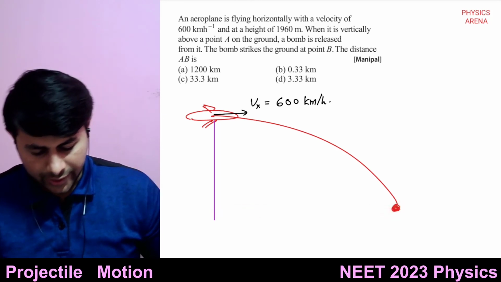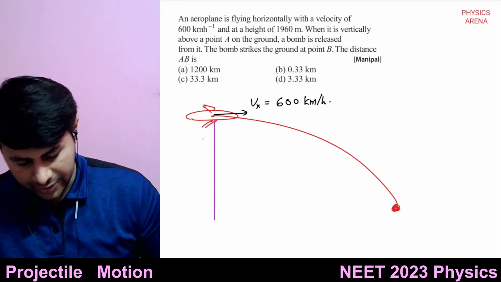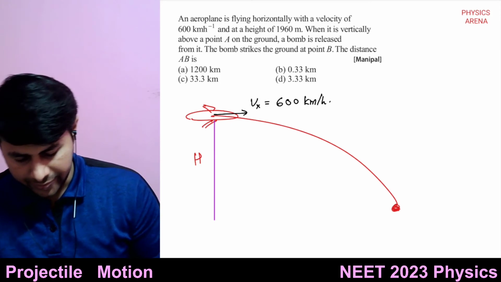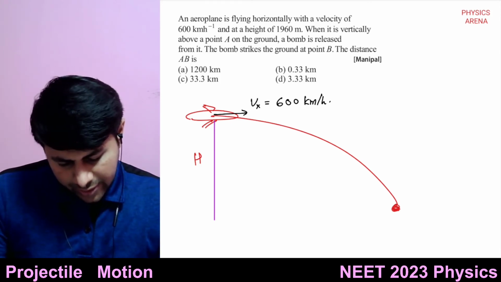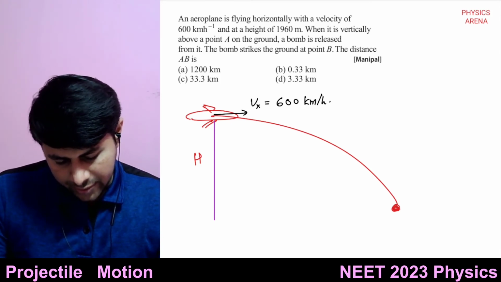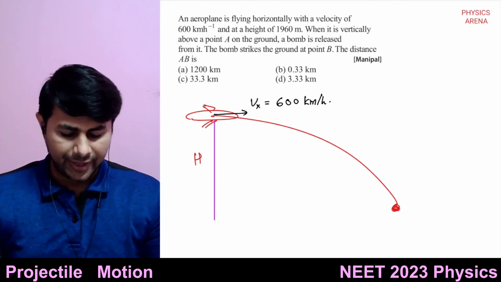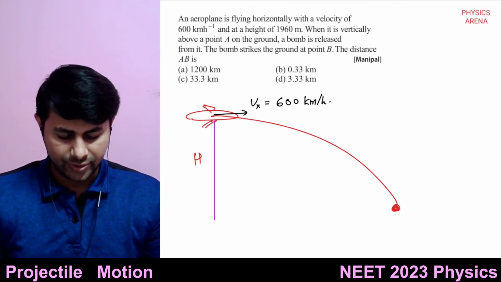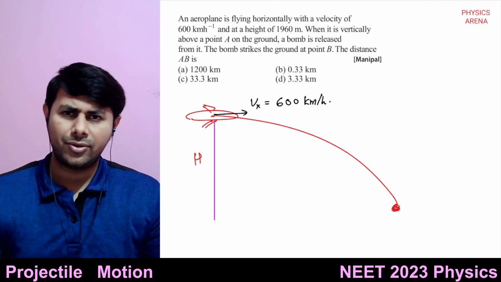So see, this height is given. How much is h? 1960. Okay, so h is 1960. So you can find out the time taken by it to fall on the ground.